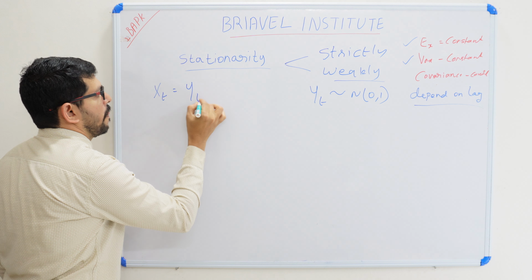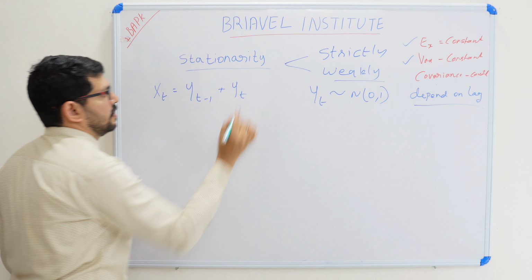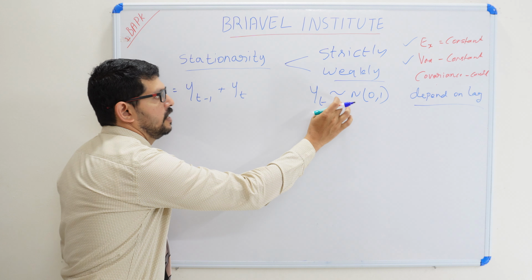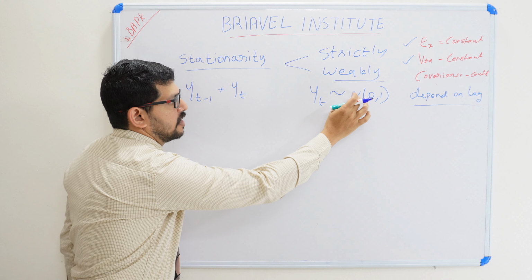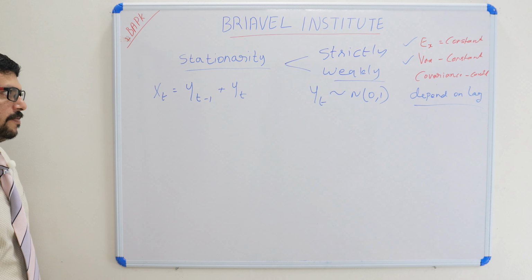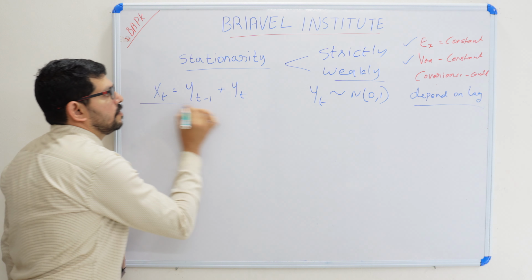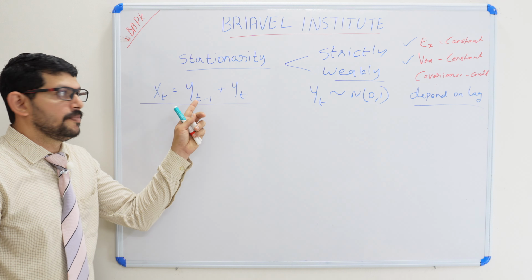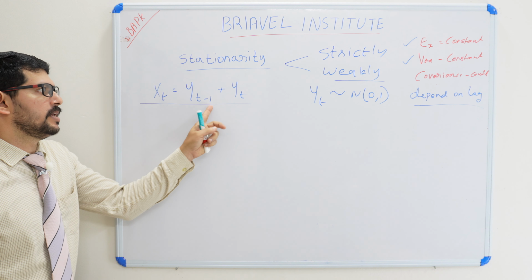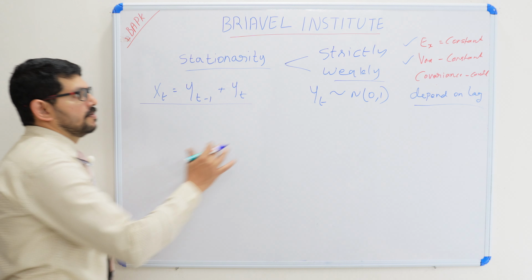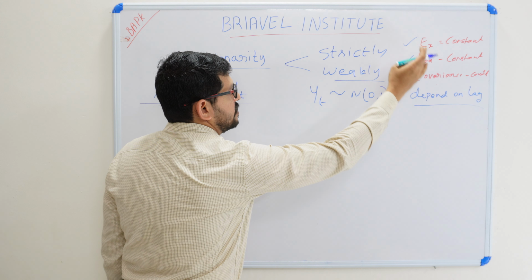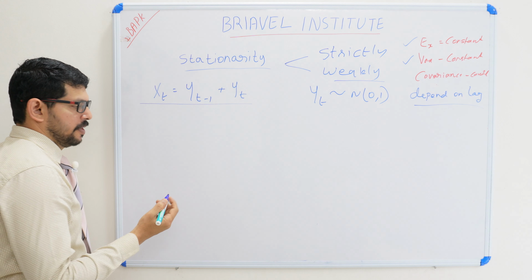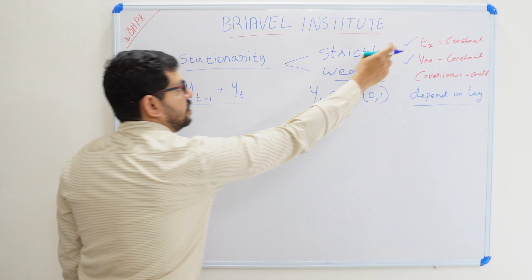S(t) is equal to Y(t-1) plus Y(t). Y(t) depends on independent random variables, IID standard normal distribution N(0,1). Once you see the equation, we can't say whether it is stationary or not. There is no time dependence in Y(t-1) plus Y(t). So we have to check whether the expectation of S is constant, the variance of S is constant, and the covariance is constant or not. So we'll start by analyzing each term.